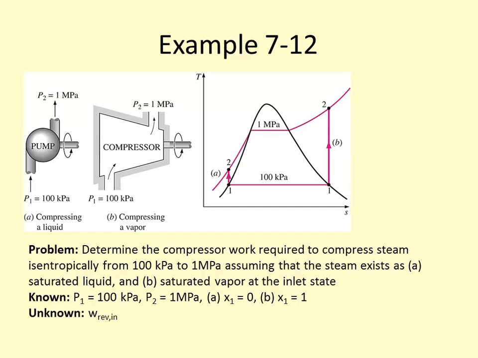So the specific volume, 0.001043 meters cubed per kilogram, times P2, which is 1,000 kilopascals, minus 100 kilopascals, which is P1. So we find that the amount of work we have to put into the system is 0.9387 kilojoules per kilogram. So that's the work per unit mass required when we're pumping in a liquid state.